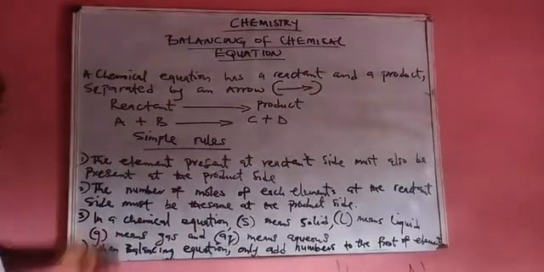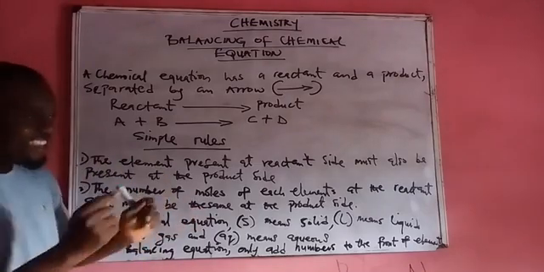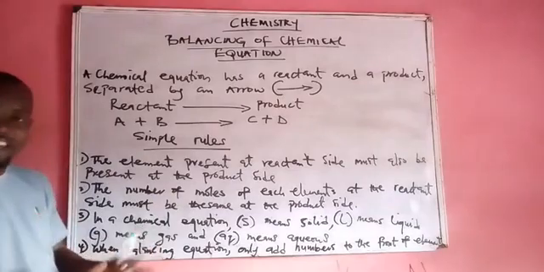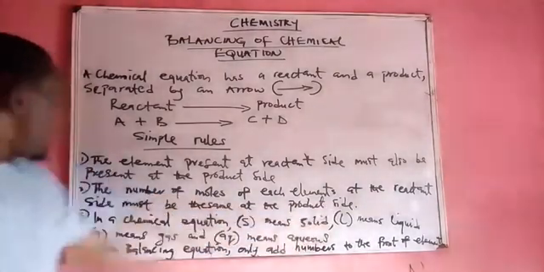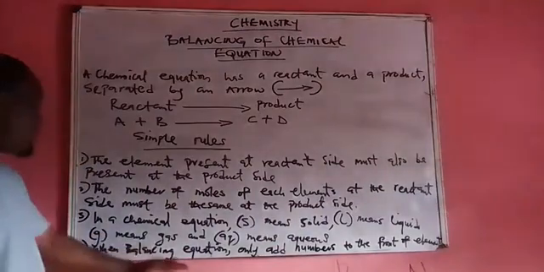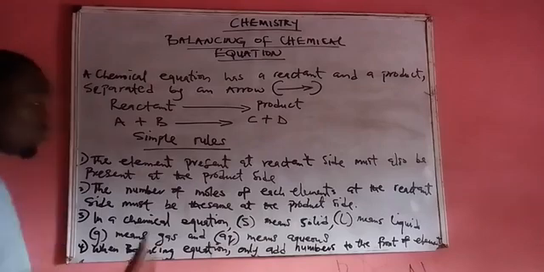Now, third. In a chemical equation, sometimes we see some equations where they write S at the downside of a compound or an element. S simply stands for solid, L stands for liquid, G stands for gas, and AQ stands for aqueous. That's what those things mean.